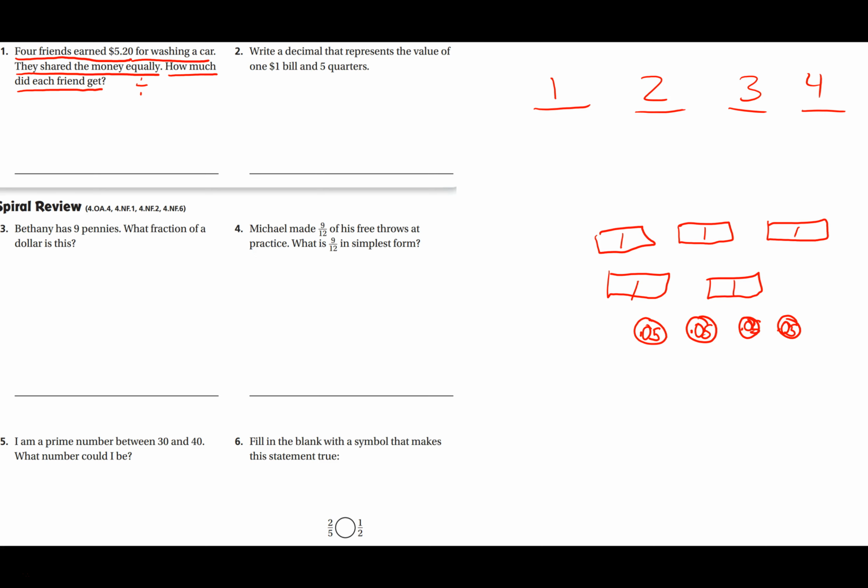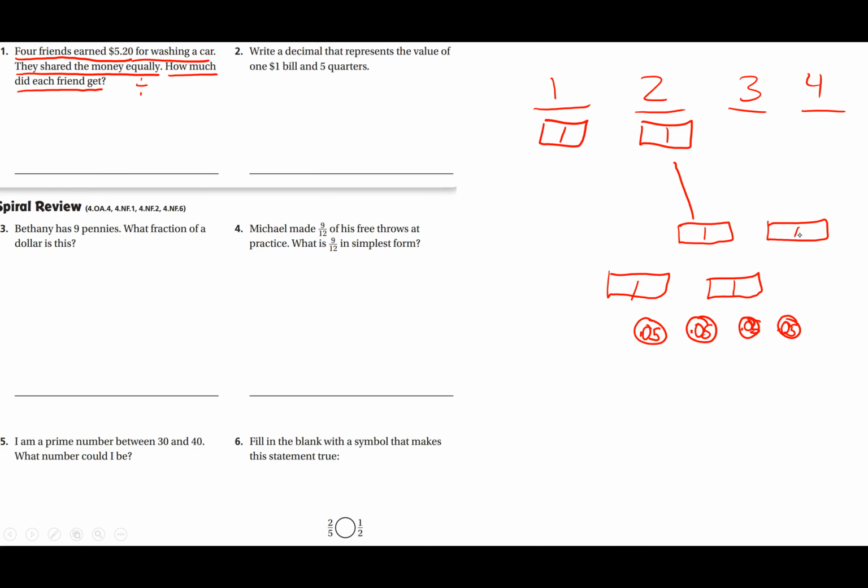All right, let's start sharing the money out. So the first friend gets that first dollar, so that dollar's gone. The next friend gets the next dollar. So this dollar's gone. The next friend gets that dollar. So that dollar's gone. The next friend gets that dollar, right? We're just sharing it out. Dividing is when you're sharing things out. You divide them amongst your friends.